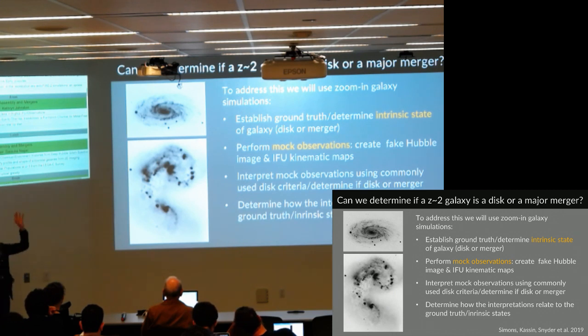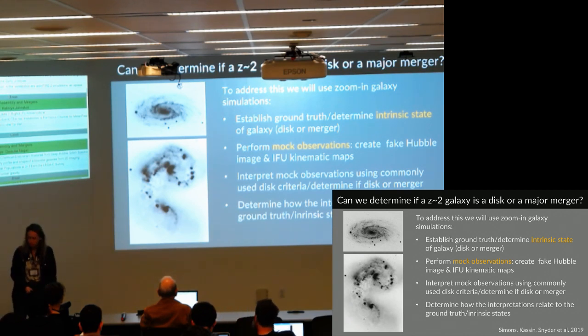First, we're going to establish ground truth, what I'm going to call the intrinsic state of the galaxy, whether it's a disk or a merger. We're going to do that using the angular momentum of the particles in the simulation. Then we're going to perform mock observations. We're going to create fake Hubble and IFU images, like many of you have pioneered doing here, especially in Santa Cruz. And then we're going to put our observer hat on and interpret those mock observations using those disk criteria.